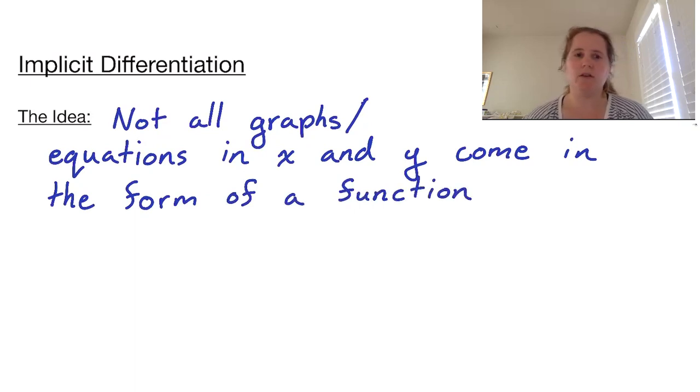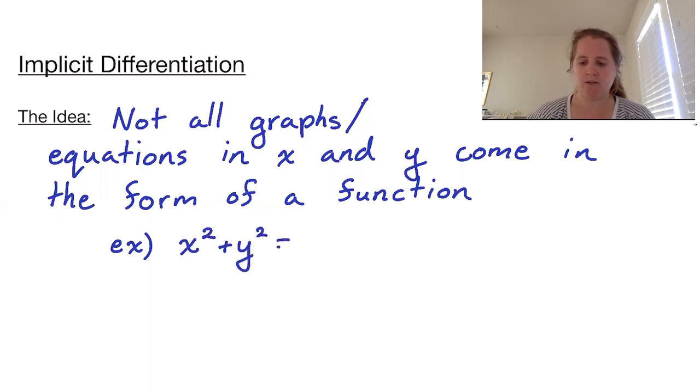Sometimes y is also involved in the operation, so it's not just y equals. So for example, we will look at this one later in this video. X squared plus y squared equals 4. This is not written in the form y equals. It's not a function. This is actually the equation for the circle of radius 2 centered at the origin. So it would not pass the vertical line test.